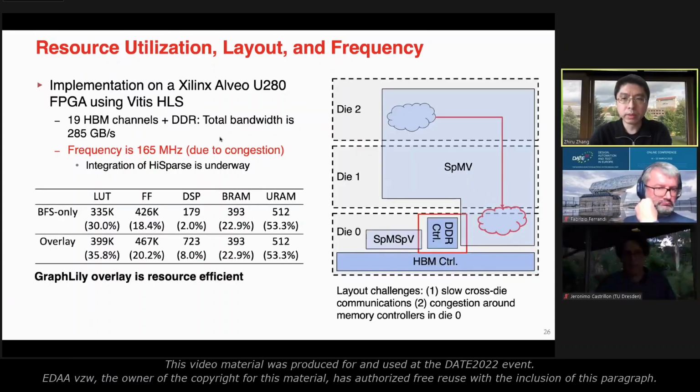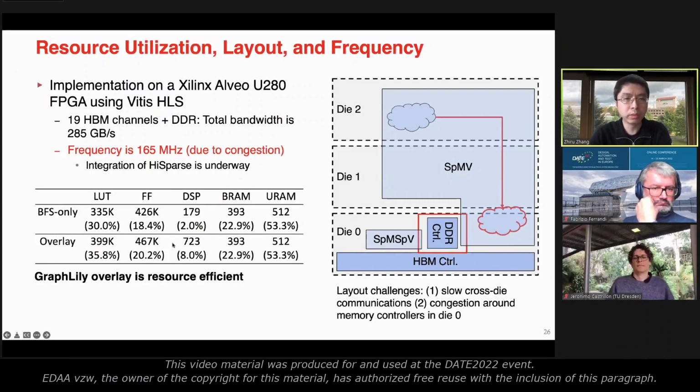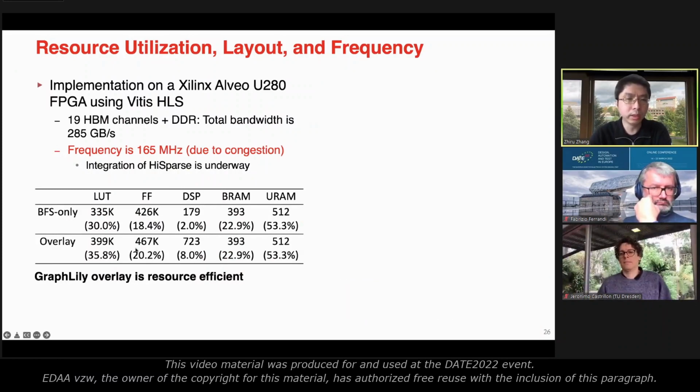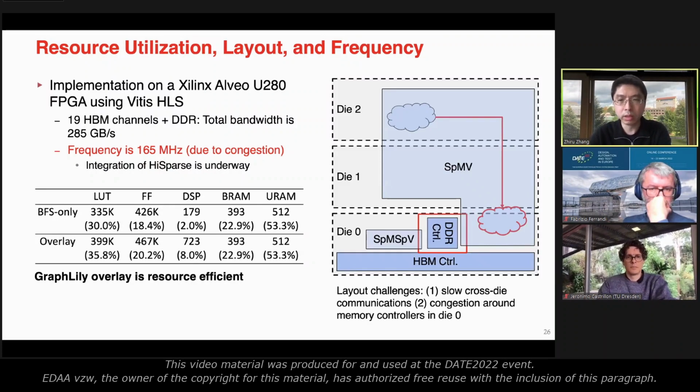But still, in terms of resource efficiency, it's actually pretty good. GraphLily is really an overlay. It can handle multiple different kinds of algorithms. If you compare the resource usage of a BFS-specific accelerator versus a multi-purpose accelerator, an overlay, there's actually not much difference. So hopefully this convinces you that we are indeed doing a lot of resource sharing across different applications.